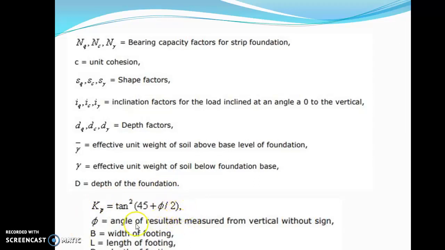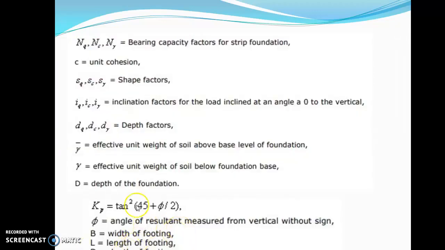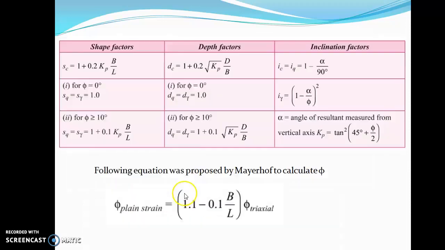Now wherever you are going to input this value phi, you are not going to put any sign. It's just the value that is going to come, no positive, negative. B is the width of footing, and D will be the depth of footing.